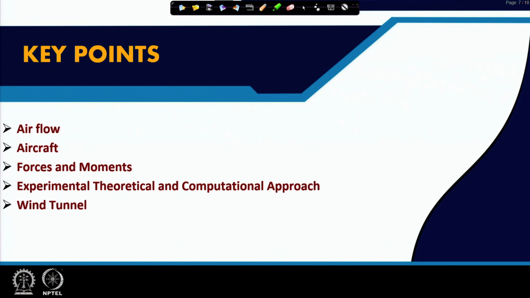The key points that we are going to cover during this lecture include airflow, aircraft, forces and moments which act on an aircraft, the different approaches comprising of experimental, theoretical and computational approaches, at least their definition, and a little bit on wind tunnels which are used for experimental studies in aerodynamics.